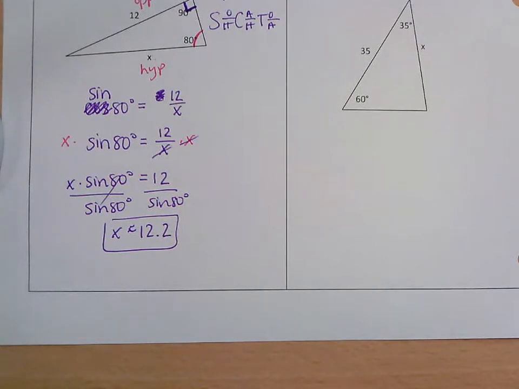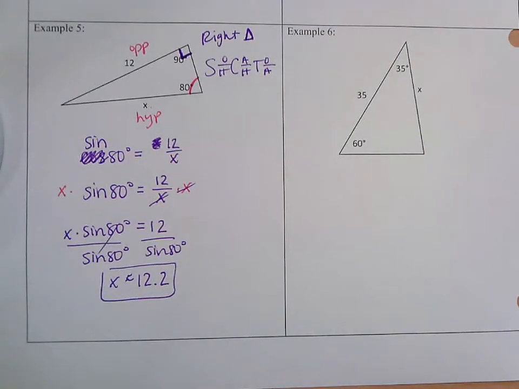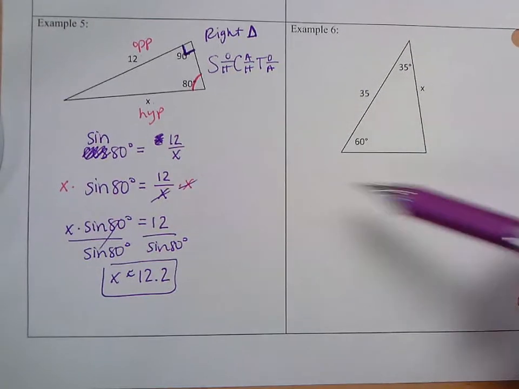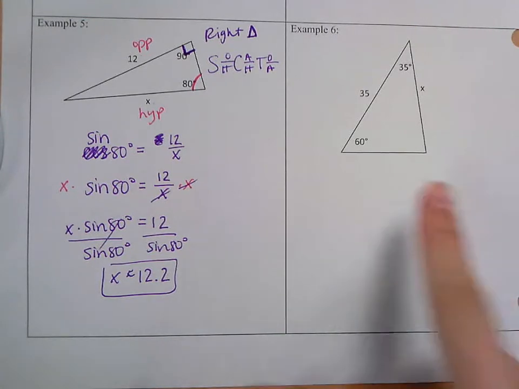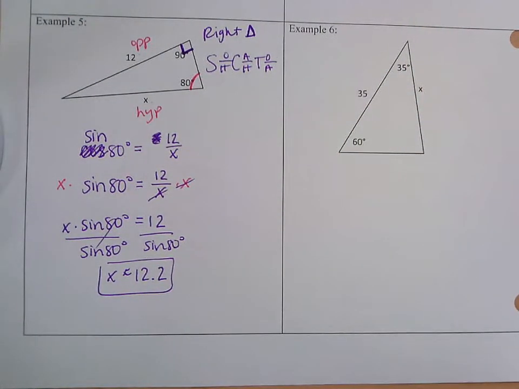Okay, now I would like you to do example 6. Again, nothing is labeled. However, can you label it yourself? Could you label A, B, C wherever you'd like? Yes, and use law of sines. So, or if you need law of sines or SOHCAHTOA. So I want you to do example 6, find x.